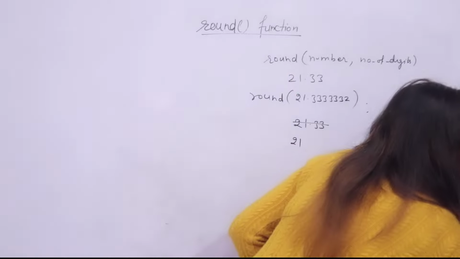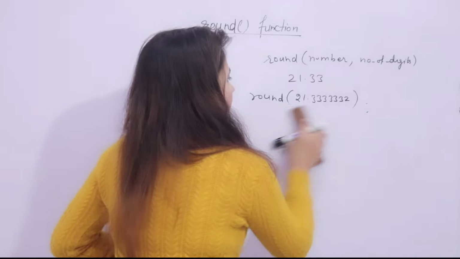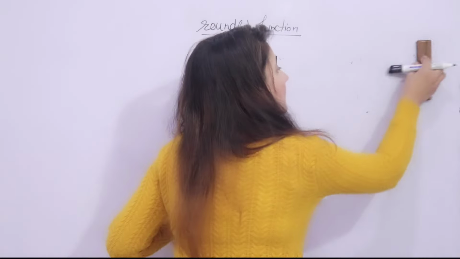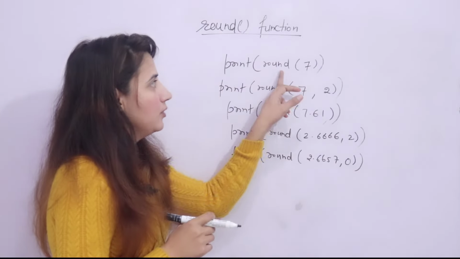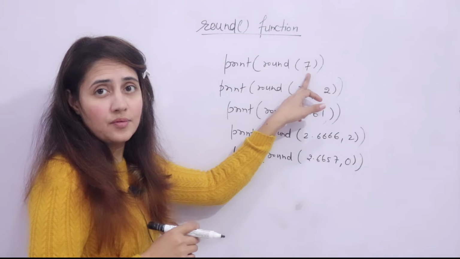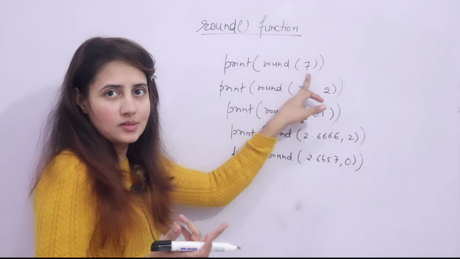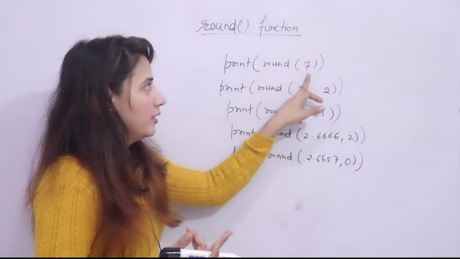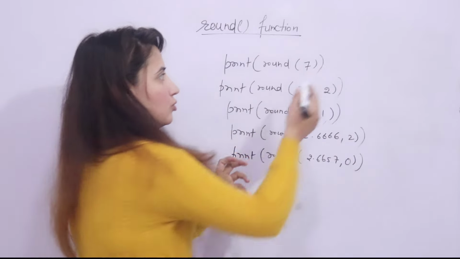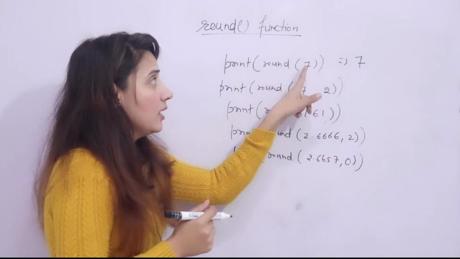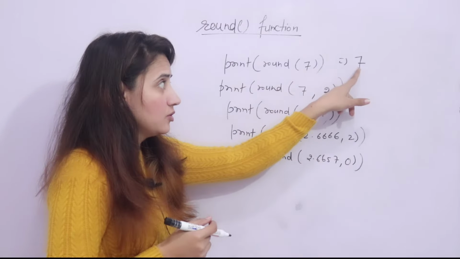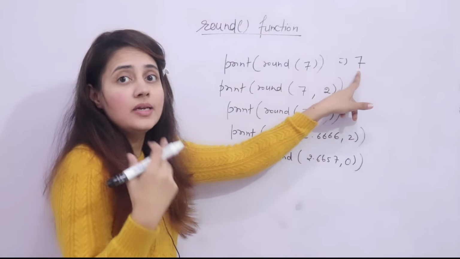Now let's take some examples and see what this round function will return. These are some examples. First one, we want to round 7, but this is a complete integer, right? So it is not affected by this round function. Directly it will give the nearest integer to 7, which is 7, and it will return an integer.